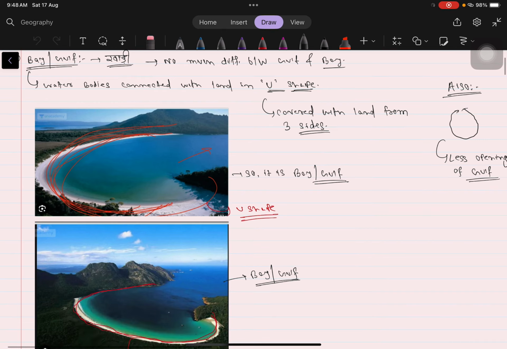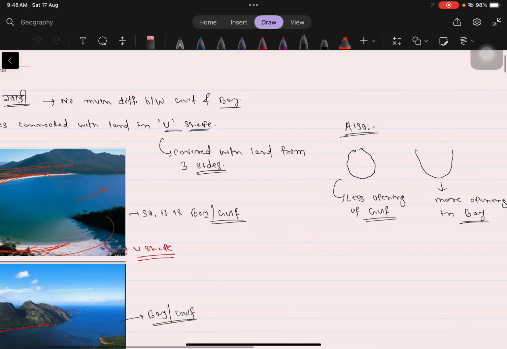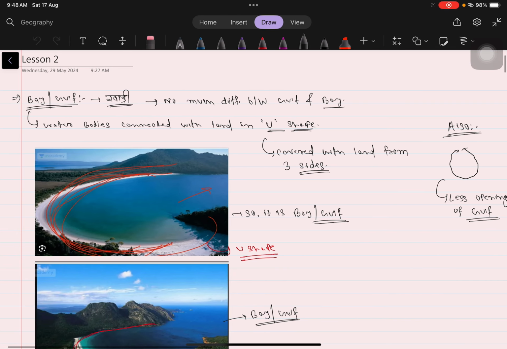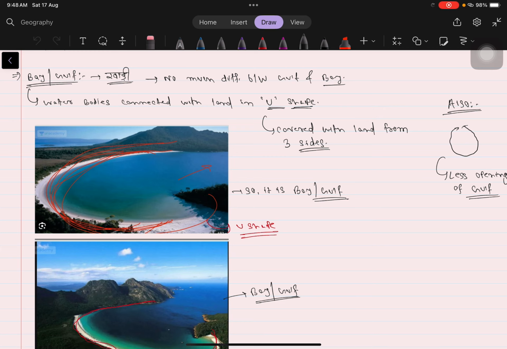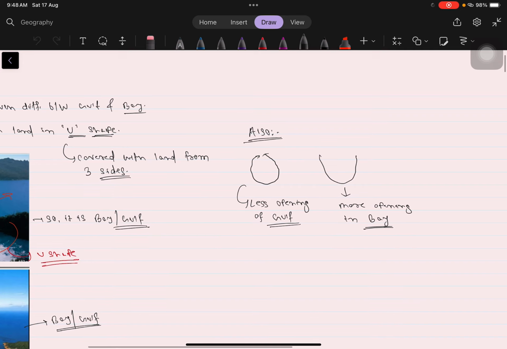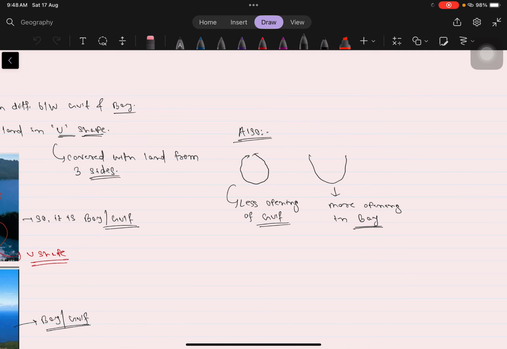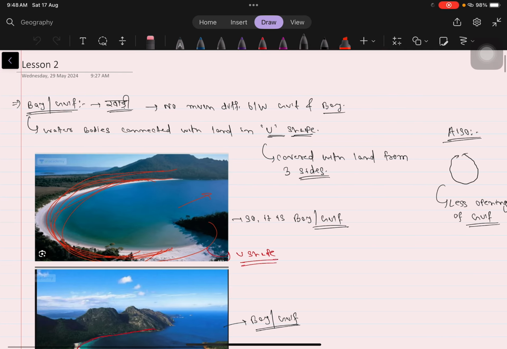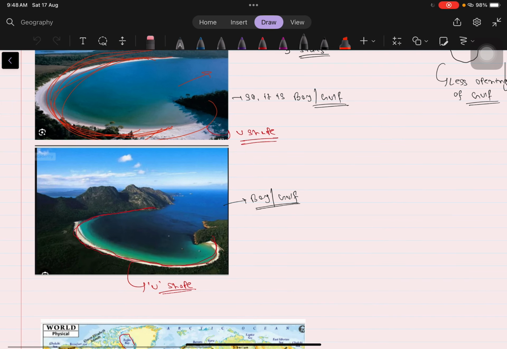Like in the first you can see there is more opening of the water mouth, so it is called a bay. Here there is less opening, so it will be called a gulf. So you can say less opening in gulf, and more opening in bay.